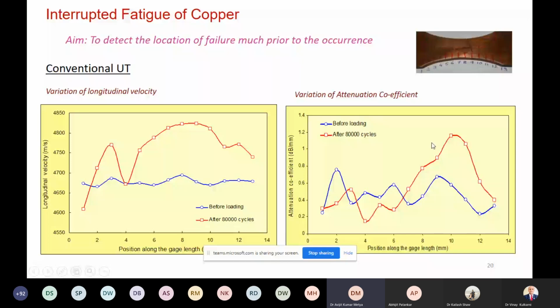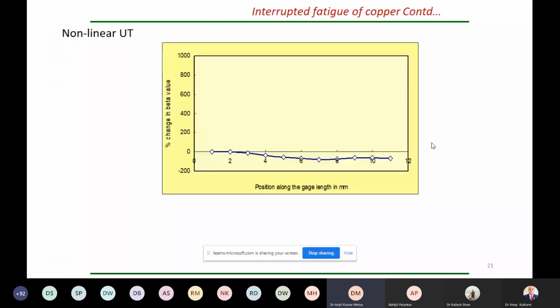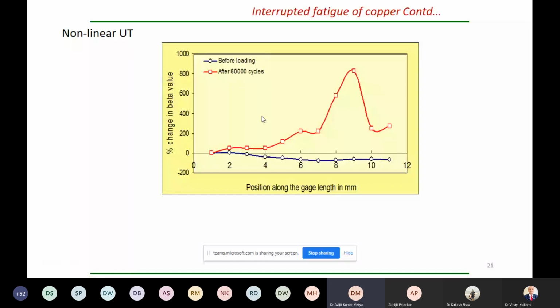This is the plot for before loading the sample, that is, in virgin state. The y-axis is the nonlinear ultrasonic parameter, that beta, what I explained, and it is more or less constant. This is after 80,000 cycles. Just like we did in our conventional ultrasonic measurement, here also after 80,000 cycles, we can see at position 9 there is a huge increase in the value of beta. So beta predicts that failure may occur at position 9 from this plot.